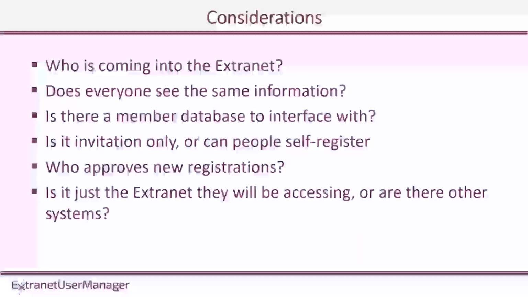But if it is self-registration, you do need to think about what that approval process looks like. Is there just one group of approvers, or does it depend on maybe what part of the extranet they're asking for access to? How do we delegate that out throughout the organization? And is it just the extranet, the SharePoint on-premises or Office 365 that they're going to be accessing? Or are there other systems that they need to come into as well? Is there some sort of single sign-on that we need to be aware of? So these are all considerations, and it's part of the conversation as we're working with a new client, understanding what that looks like.